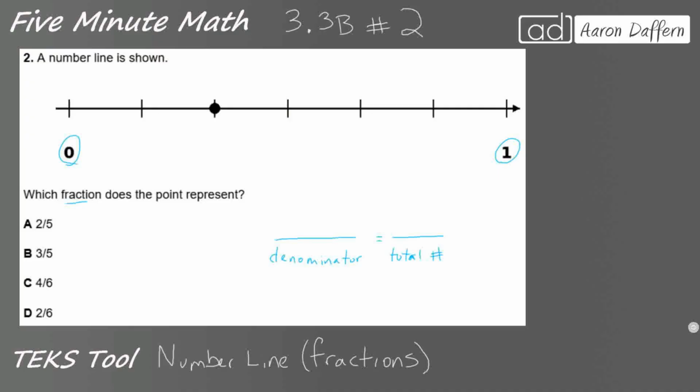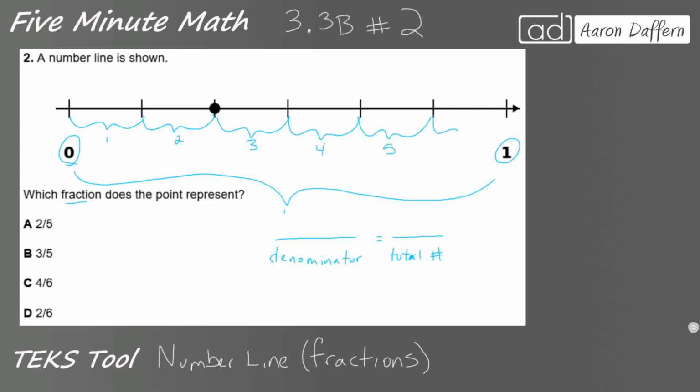So let's count, because this whole thing right here represents just one. So that one is broken up into equal spaces. Remember, fractions have to have equal spaces. And so I've got one space, two spaces, three spaces, four spaces, five, and six. All right, so my denominator is going to be 6.